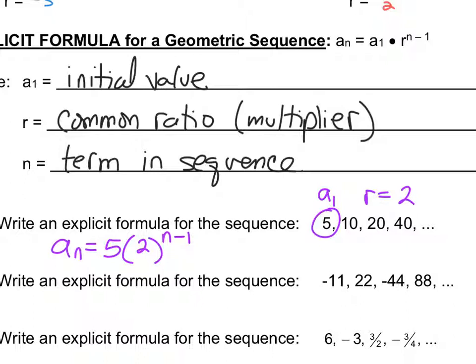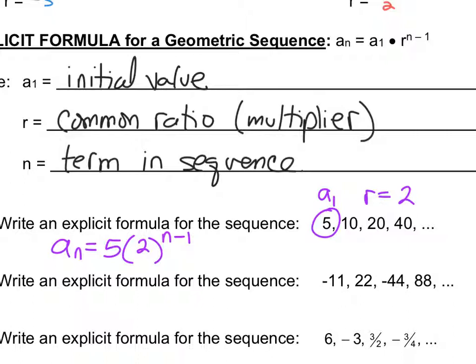Because if I plug in an n value of 1, I get a power of what? So yes, I am really asking you to take 1 and subtract 1 from it. 0. 2 to the 0 power is? 1. 1 times 5 is? 5, that initial value.